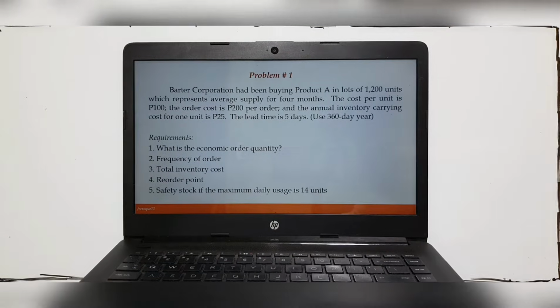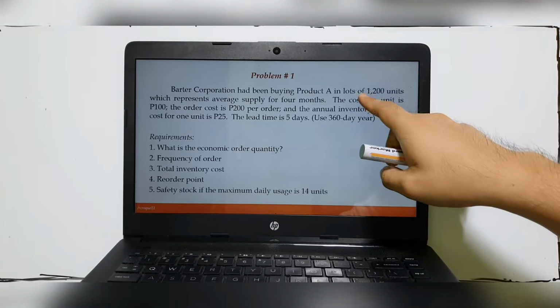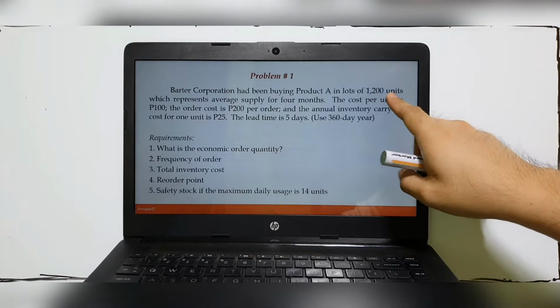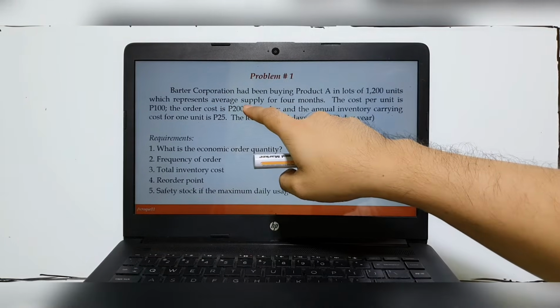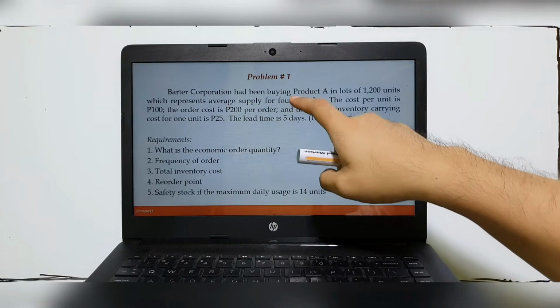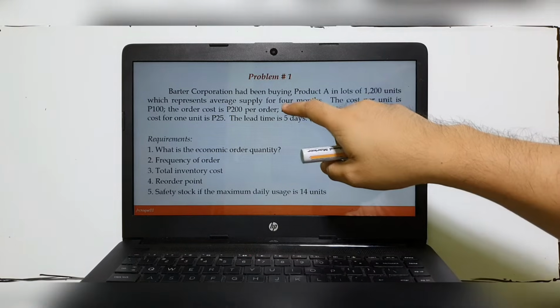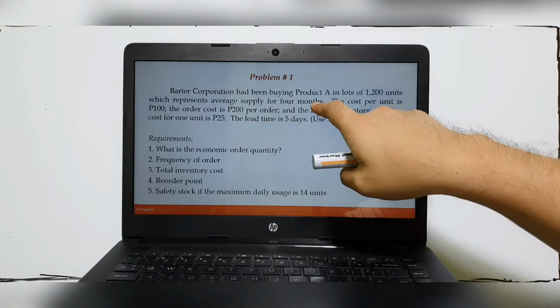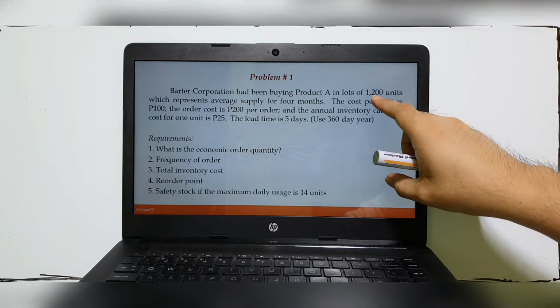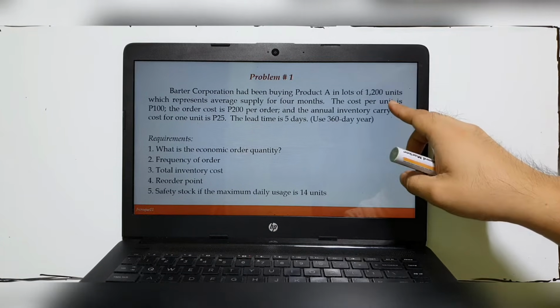Okay, so the company had been buying product A in lots of 1,200 units, which represents average supply for 4 months. So here, sabi 4 months. Ibig sabihin, we have to convert into annual demand. Since pang 4 months to, so to convert, we have to multiply 1,200 by 3. So the annual demand is 3,600.